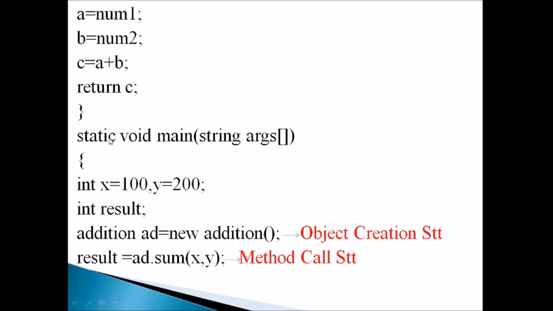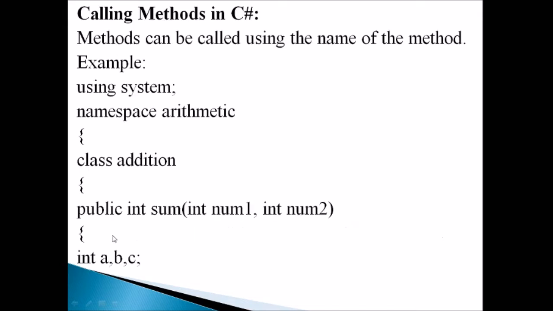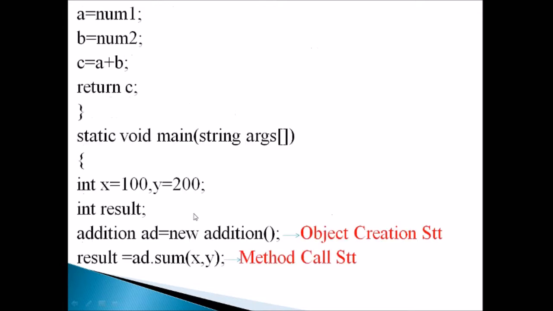And then the next part is main, static void main, string arguments. Here the values 100, 200 are assigned to the variables x, y respectively with the data type integer. And then there is a variable result with the data type integer. And here is a statement for object creation, that is Addition ad equal to new Addition. You know how the object should be created. The object creation statement will be like this. Here Addition is the class name which we have defined already. For that class name, we are creating the object. The object is ad.